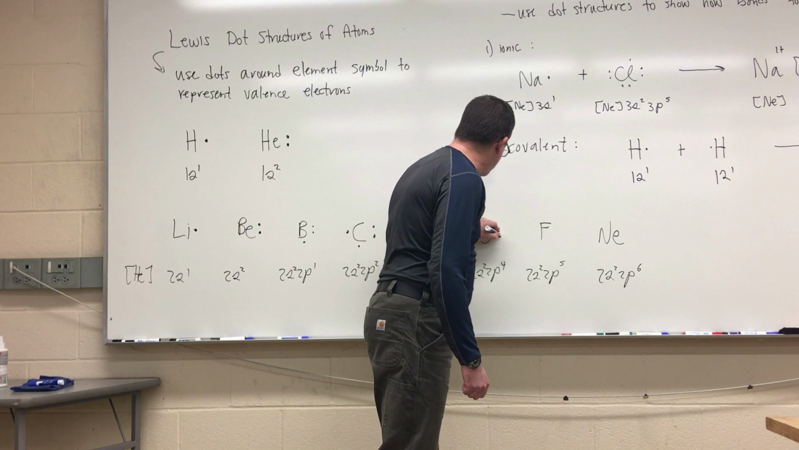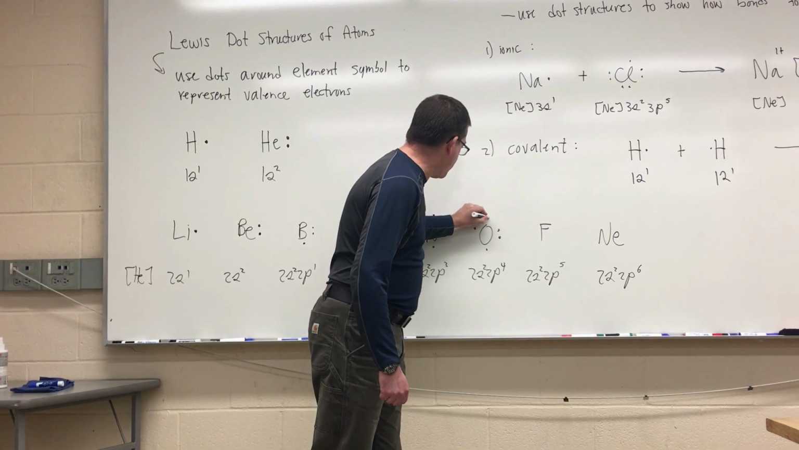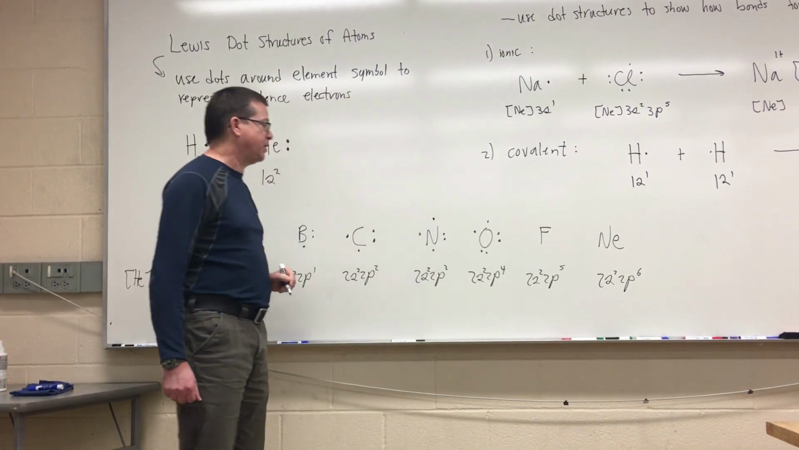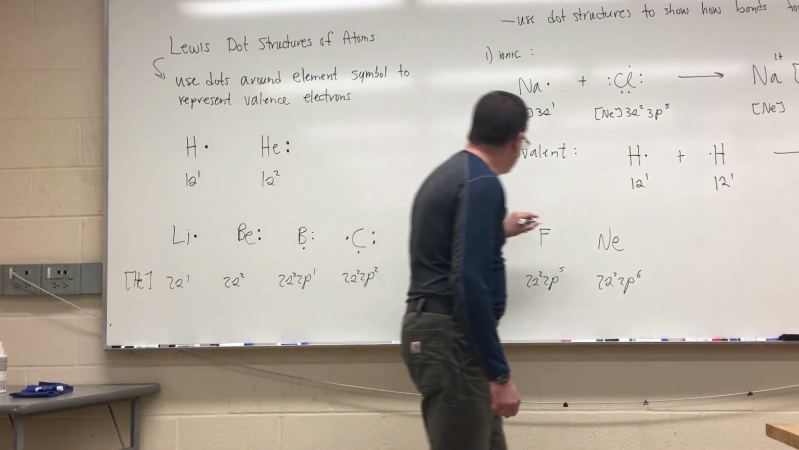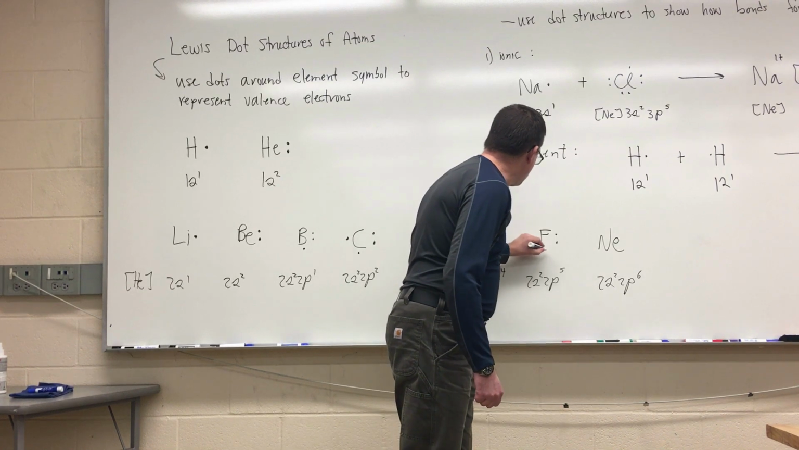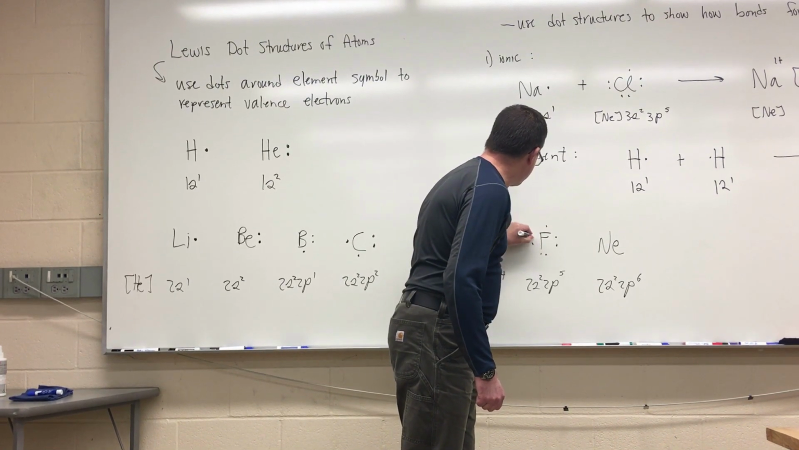So 1, 2, there are my 2s electrons. 3, 4, 5, and now I'm going to come back and pair up in one of the p orbitals. Fluorine will have a total of 7 electrons. So here are our 2s electrons here. And I'll go 3, 4, 5, 6, 7.